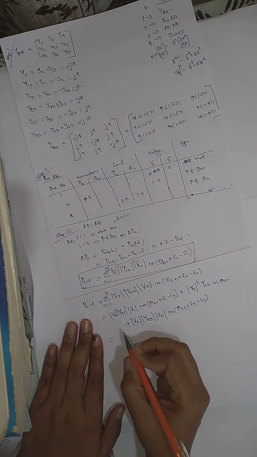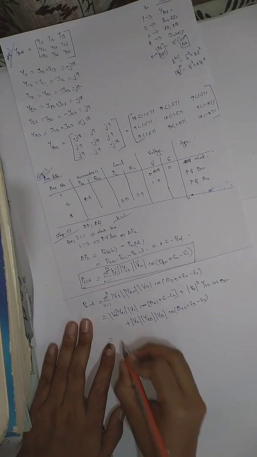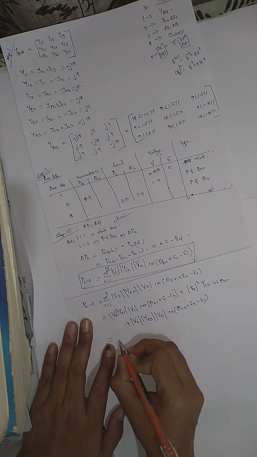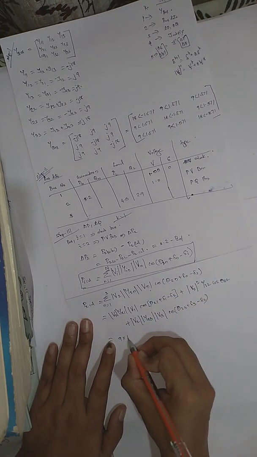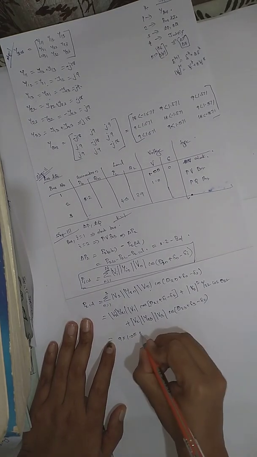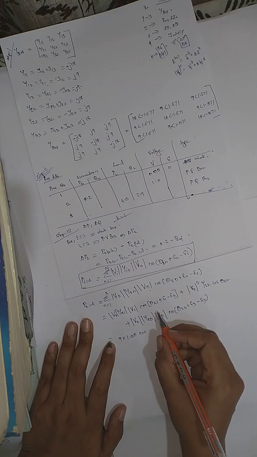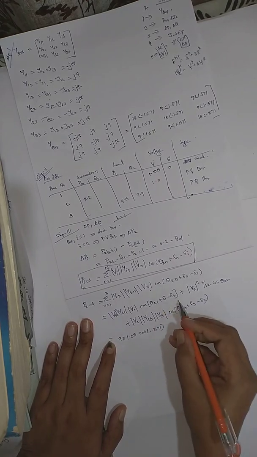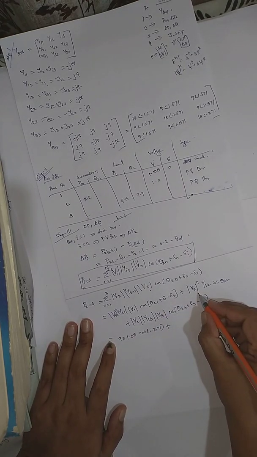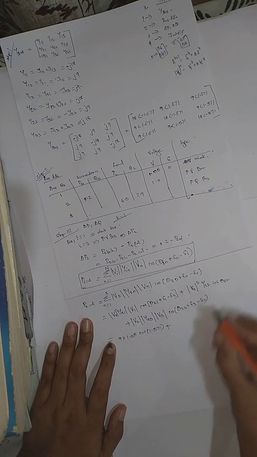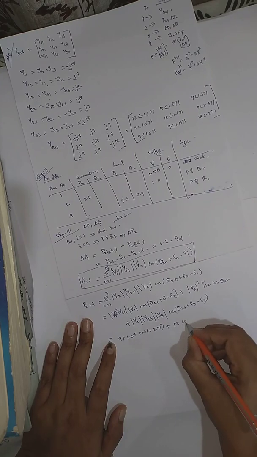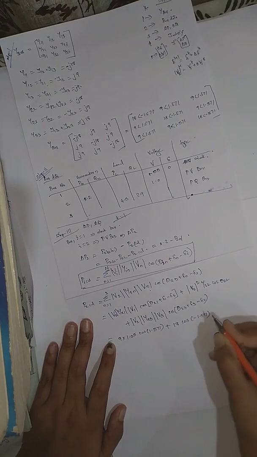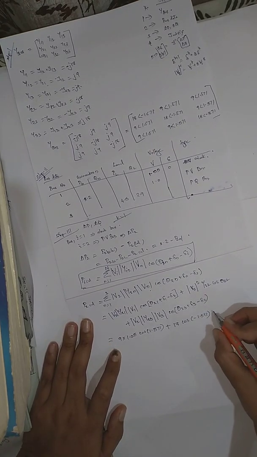So what is V2? The V2 value is already given as 1. So 1 into, what is the Y21 value? Y21 value is 9, into V1 value 1.05, into cos of theta 21. Theta 21 value is 1.571, cos of 1.571. All other values are 0. Plus V2 squared, V2 value is again 1 squared, into Y22. Y22 value is 18, into cos theta 22. What is theta 22? Theta 22 value is minus 1.571. Cos of minus theta is always cos theta, no need of doing it, still I am writing it.